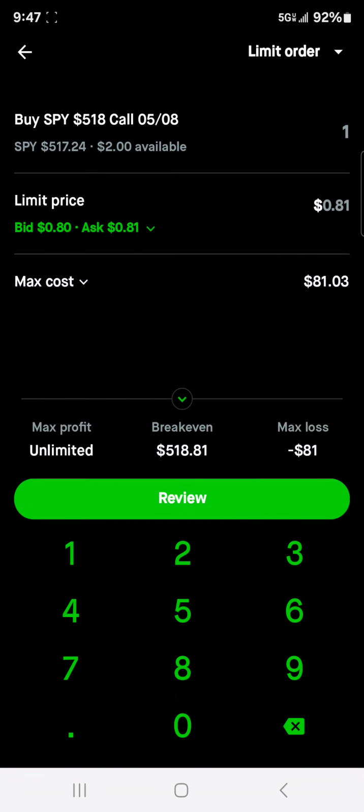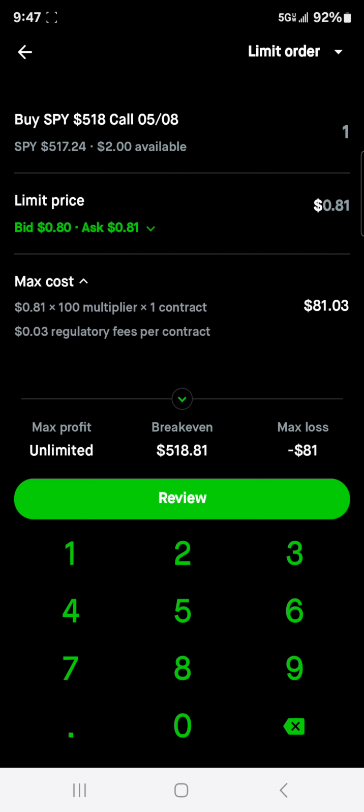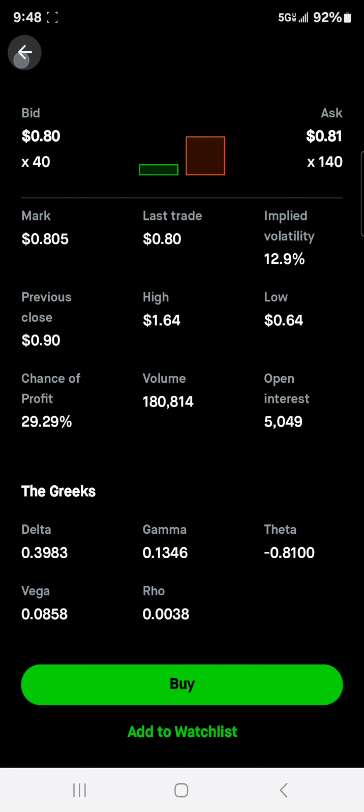If we go into the buy process, you see that the 81 cents now is $81. It's because your options are the option to buy 100 shares of a stock. If we hit this little max cost here, that's why it has the 100 multiplier for one contract. One contract equals 100 shares. Now, you're not buying 100 shares of SPY. You're having the option to buy 100 shares of SPY. You'll never go through the process of actually needing to buy 100 shares of SPY. So we'll get back out of here.